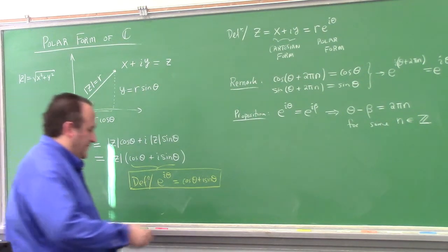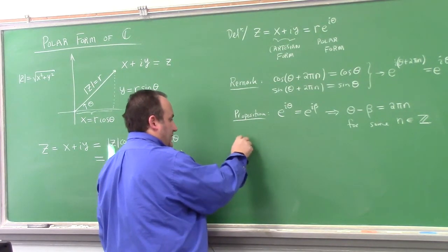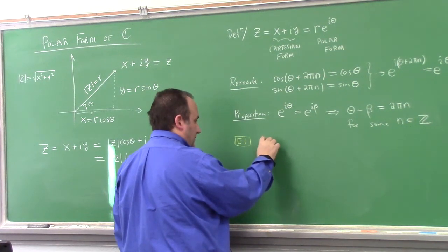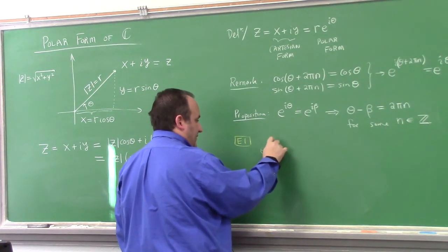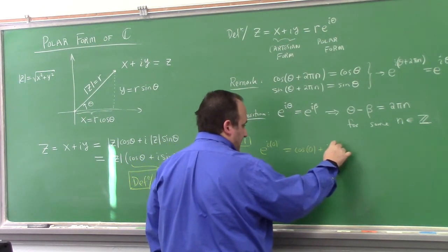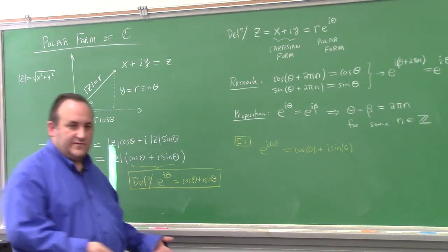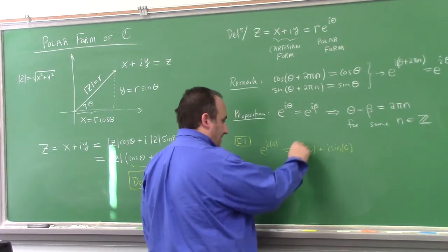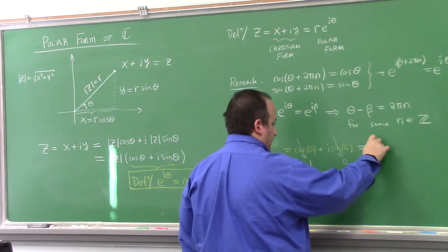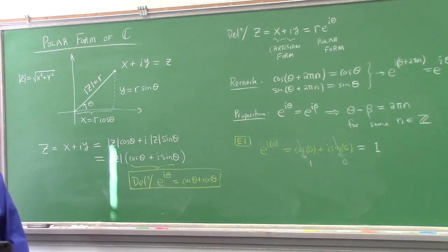Let me show you some examples of imaginary exponentials with numbers in them. So here's a good one. e to the i times 0, what's that equal to? That's equal to cosine of 0 plus i times the sine of 0. Cosine of 0 is 1. Sine of 0 is 0, right? So what do we got? We've got 1, right? So e to the i times 0 is equal to 1.